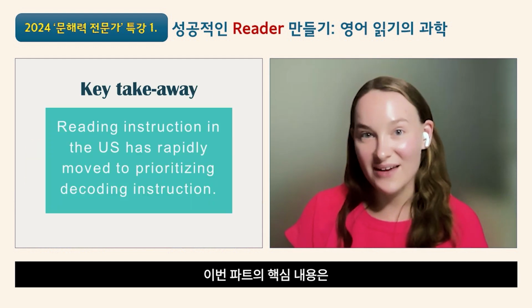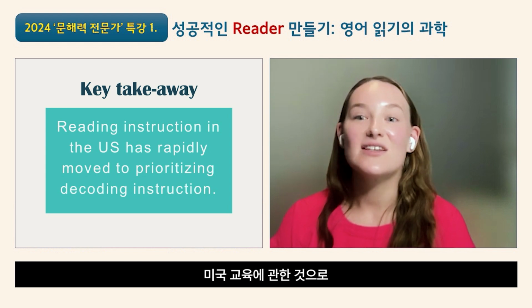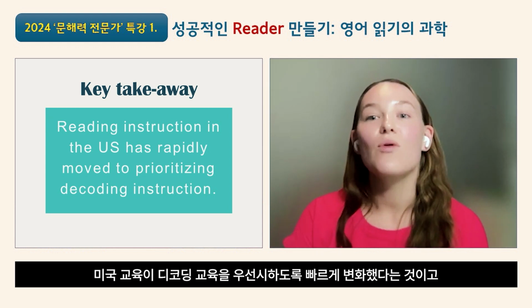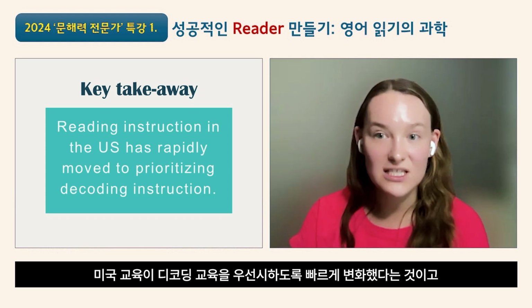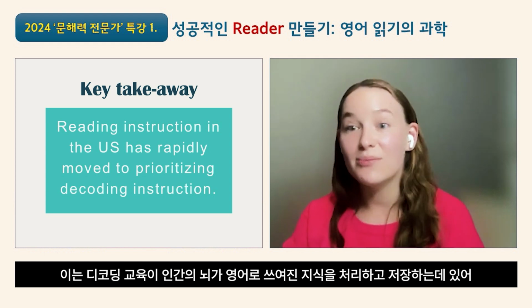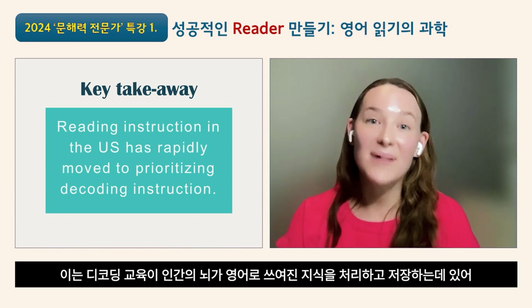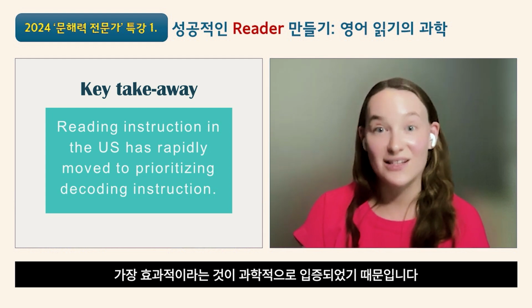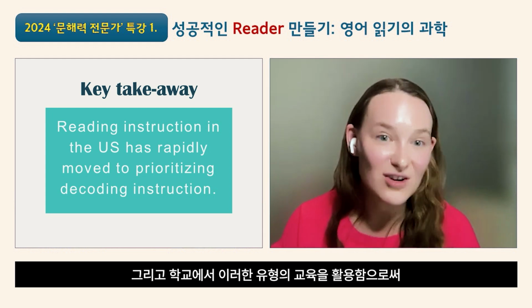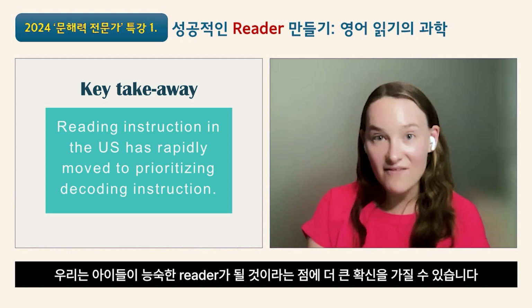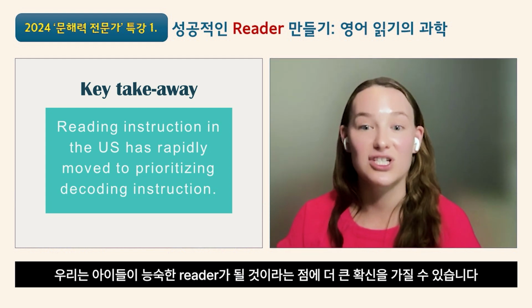Our key takeaway from this section is around the United States instruction, which is that we have rapidly moved to prioritize decoding instruction as it is scientifically proven to be the best way for human brains to process and store knowledge of written English words. And by leveraging this type of instruction in classrooms, we can be more confident that children will become proficient readers.